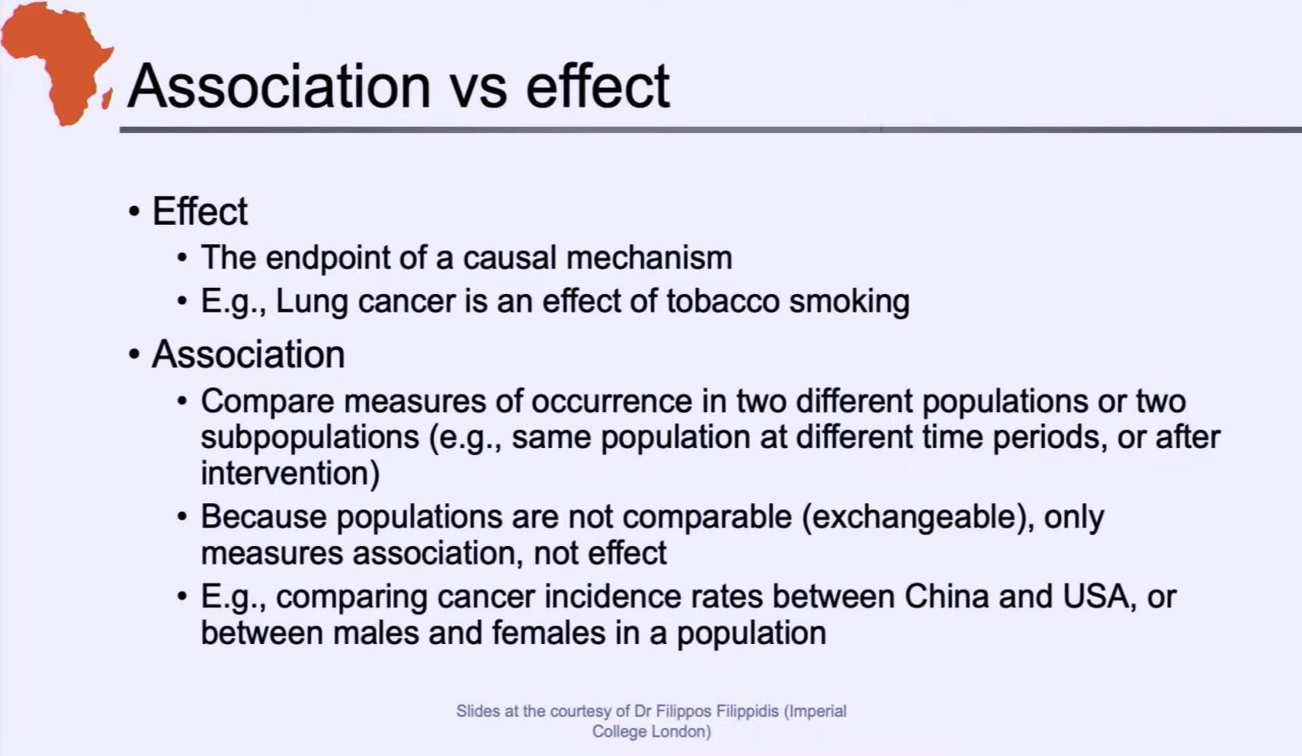In association, we compare the measures of occurrence in two different populations or two subpopulations. So, for example, you could take the same population at two different time points, this classroom today versus this classroom exactly 1 year ago, or after an intervention. But you cannot normally compare populations. They are not like for like. The USA is different to Kenya, for example, and they're not exchangeable. So you could compare the cancer incidence rates between two countries, China and the US, or Kenya and the US, or between females and males, but you need to adjust for other characteristics in the population groups.